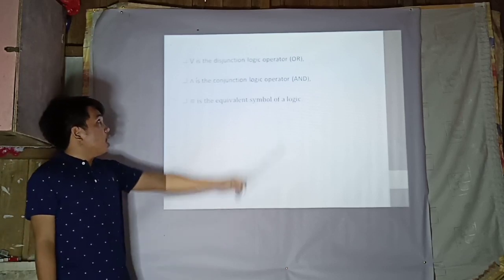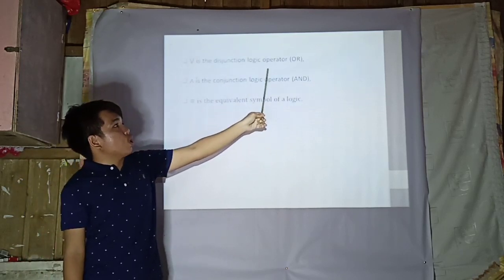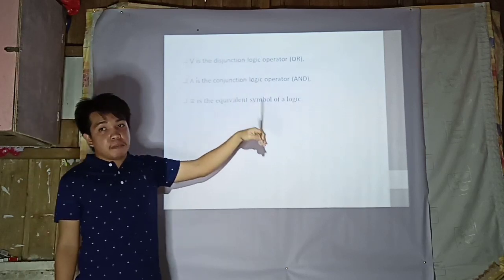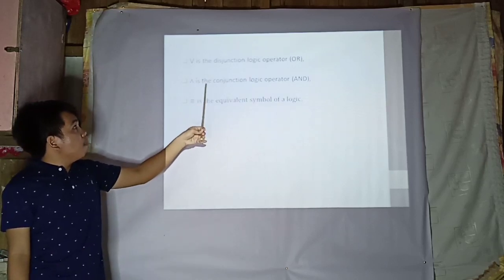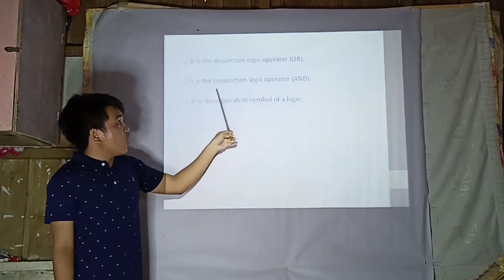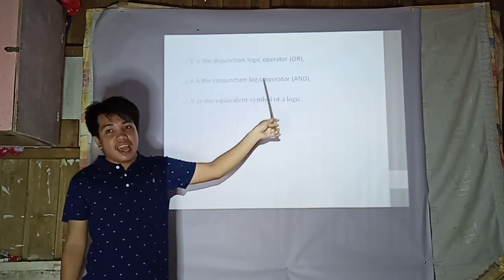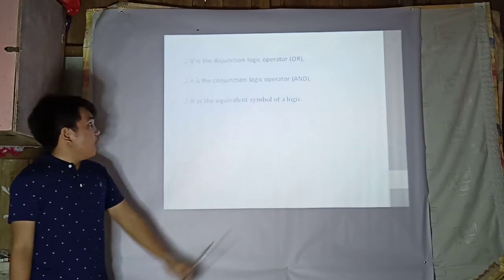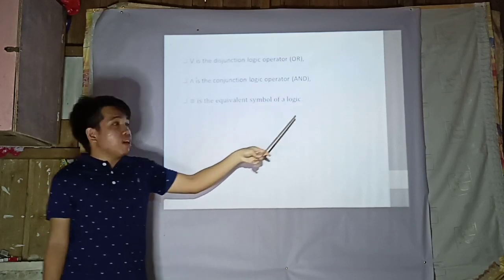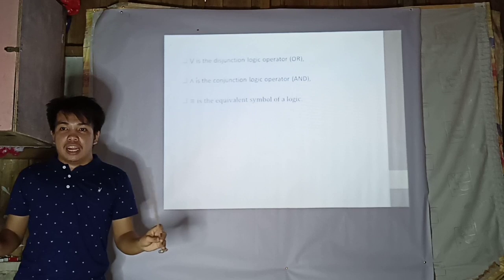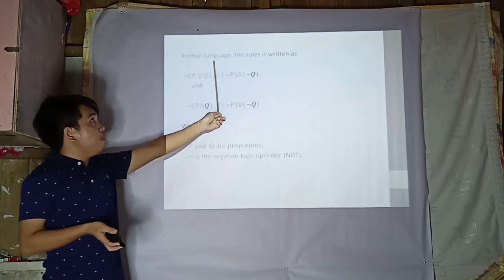First, this V symbol is the disjunction logic operator. It denotes the statement "or." Next, this symbol is the conjunction logic operator, which denotes the statement "and." And lastly, this symbol is the equivalence symbol of logic. When you say equivalent, it is equal.